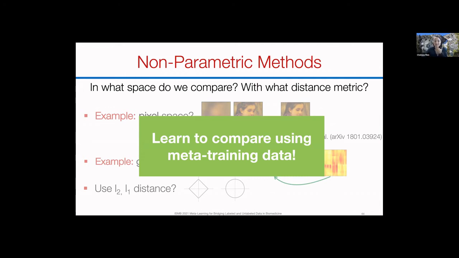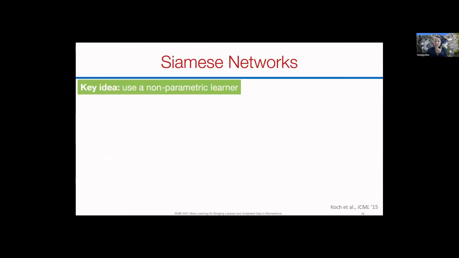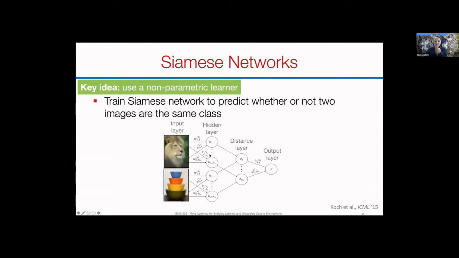And so as a first simple example of how this can work, we can train a Siamese neural network to take as input two images from our meta-training set and output whether or not they are from the same class. So we can train this neural network to predict 0 for these two images because they're different, and then predict 1 for these two images because they both correspond to bowls, and 0 for these two images because they're different classes, and so on and so forth.